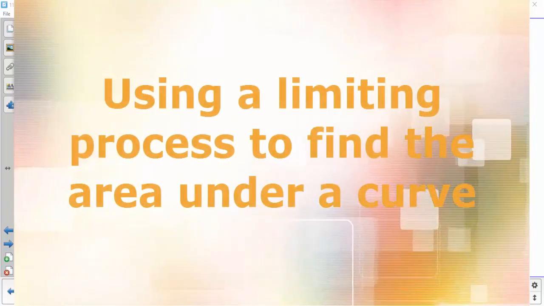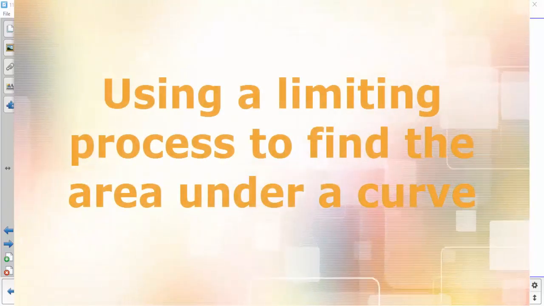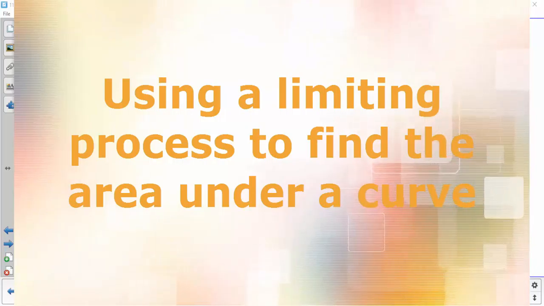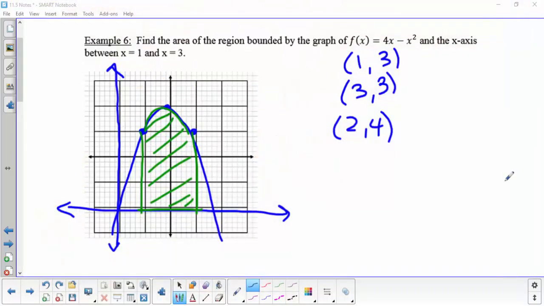In this video, we are going to complete one last example of finding the area under a curve using a limiting process. This example reads, find the area of the region bounded by the graph of f of x equals 4x minus x squared and the x-axis between x equals 1 and x equals 3. Our best course of action is to begin by making a graph.